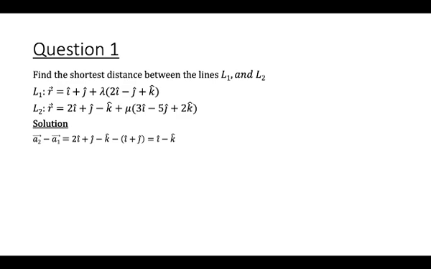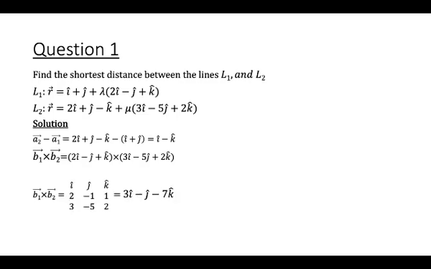Then find vector a2 minus a1, and this is 2i plus j minus k minus i plus j, and we get vector i minus vector k. Now b1 cross b2 we can evaluate by using determinant. So b1 cross b2 equals the determinant with rows i j k, 2 minus 1 1, and 3 minus 5 2. After expanding we get 3i minus j minus 7k. Now magnitude of b1 cross b2 equals root of 3 square plus minus 1 square plus minus 7 square, and this we get root 59.